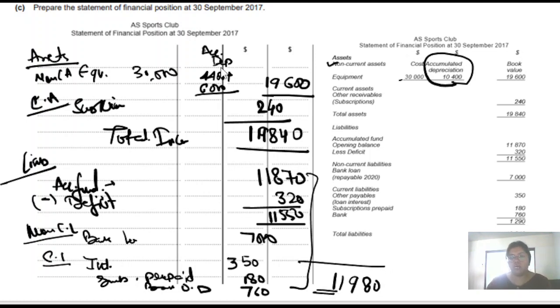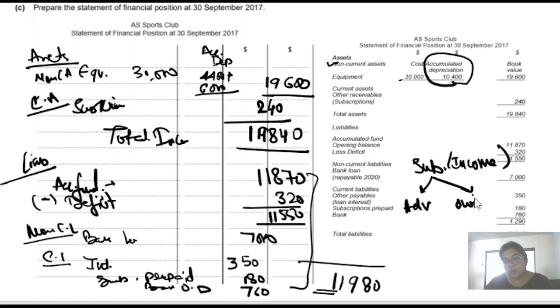Now the thing you have to keep in mind is your subscription. Subscription is your income, and there is advance and owing. Advance is your current liability and owing is your current asset. So keep this in mind.